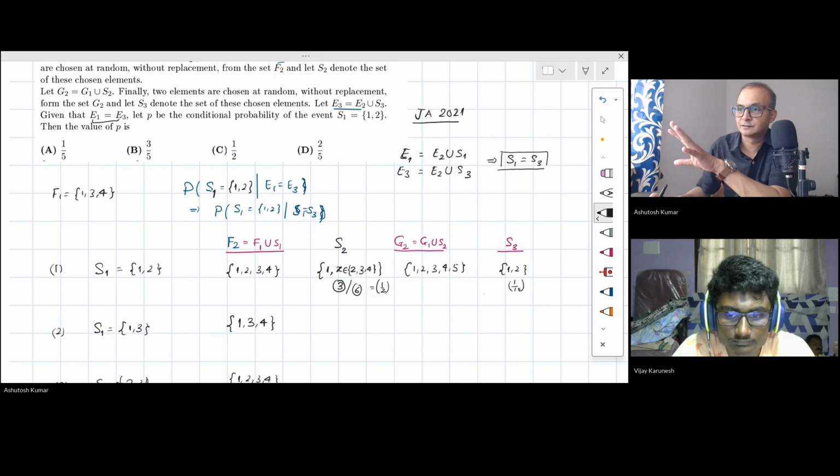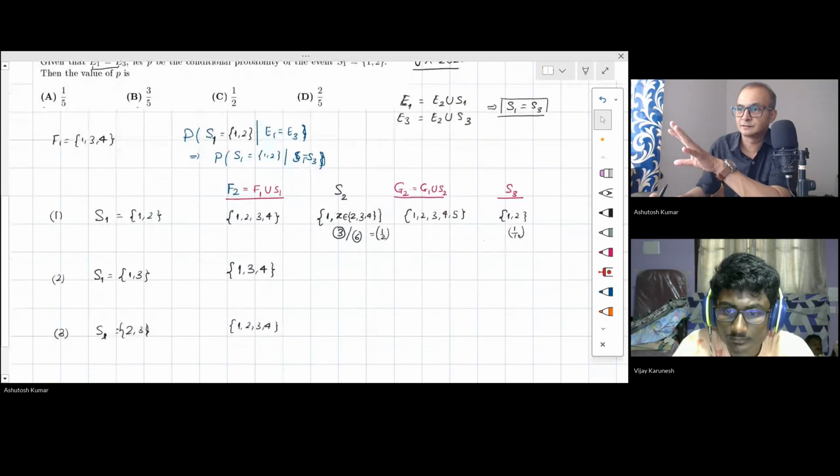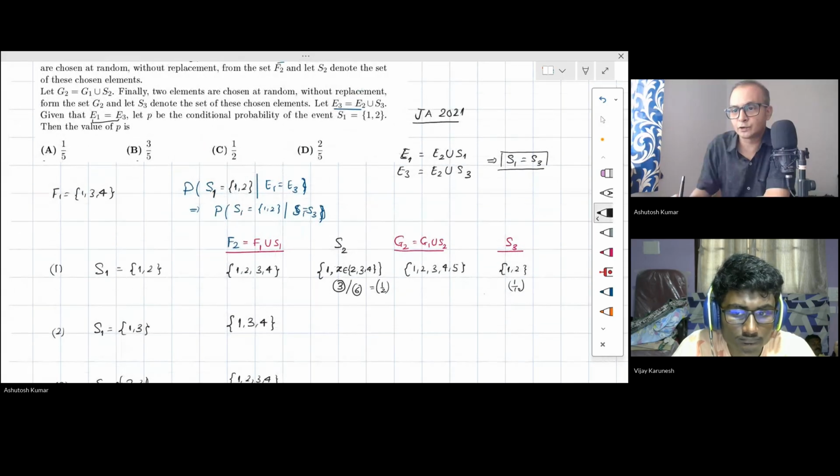Now, suppose I combine all these things, what do we get? 1 by 2 times 1 by 10. By the way, if someone says I can also choose S1 with the probability 1 by 3, because there are 3 such S1, that is not required, because each one is equally probable. So this I can say is 1 by 20. Let's say this is the probability P1, I'm calling it 1 by 20.